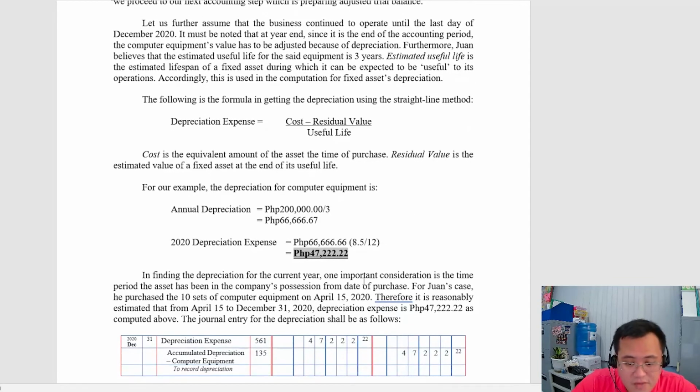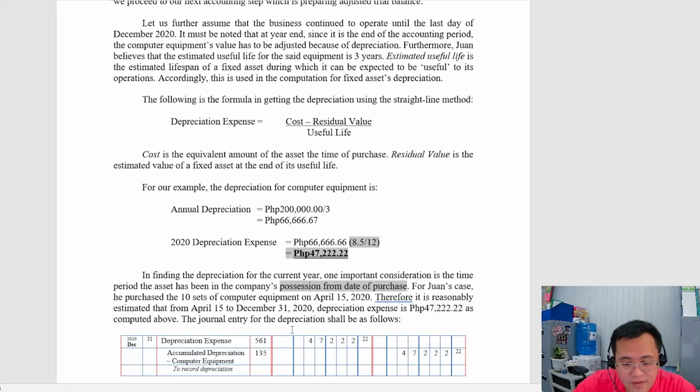In finding the depreciation for the current year, one important consideration is the time period the asset has been in the company's possession from the date of purchase. So this is what I said. Since you acquired it on April 15 and not on January 1, you have to prorate it based on the number of periods that you were able to use your asset. In this case, he purchased the 10 sets of computer equipment on April 15. Therefore, it is reasonably estimated that from April 15 to December 31, depreciation expense is 47,222.22 as computed above.